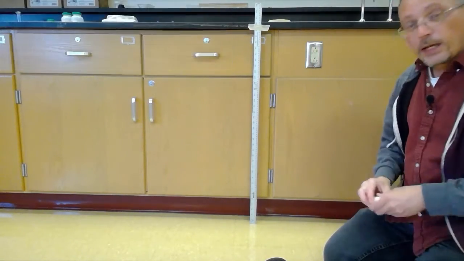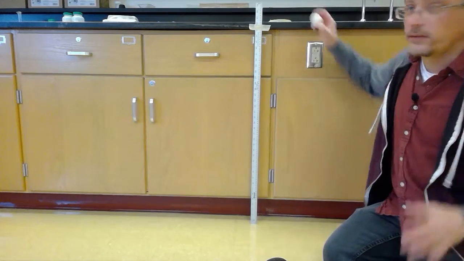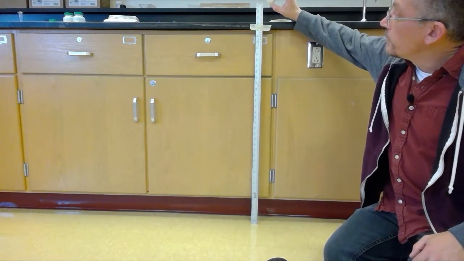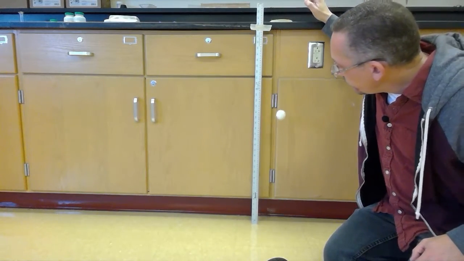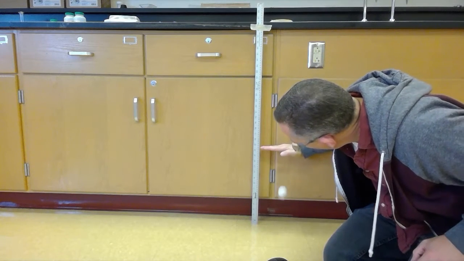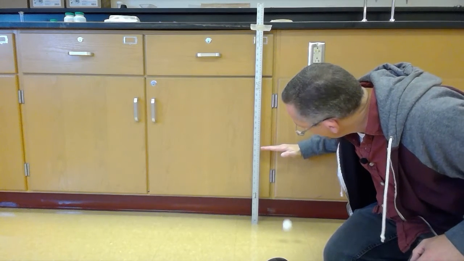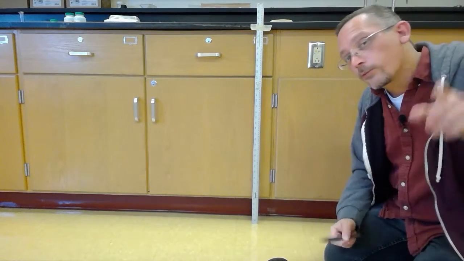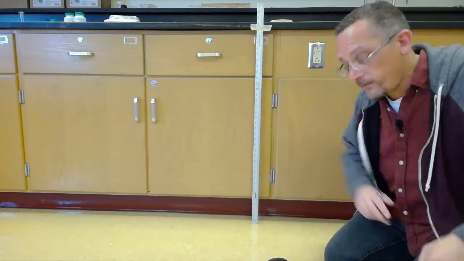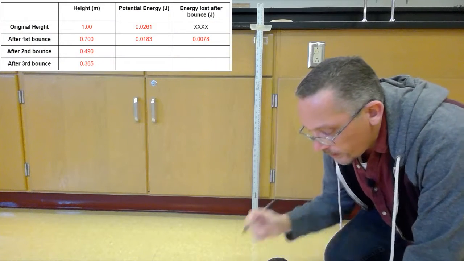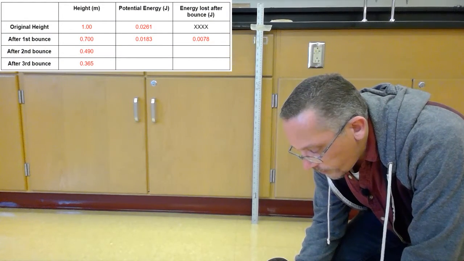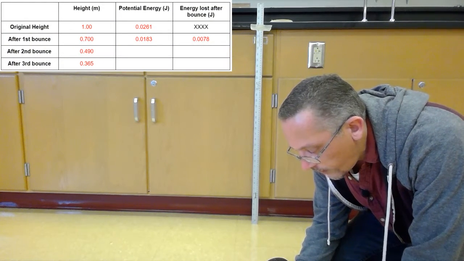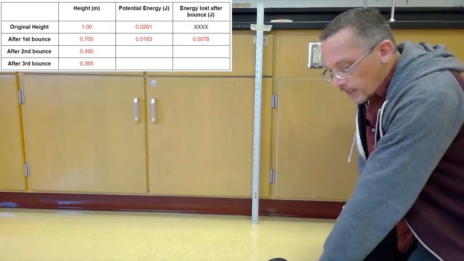Now we'll do 3 bounces. Okay, and this is the tricky one. So let's try this. 1, 2, 3. Right about there, it's about 36.5 centimeters, so 0.365 meters. Okay. Now let's go back and let's calculate the potential energy for each of those.